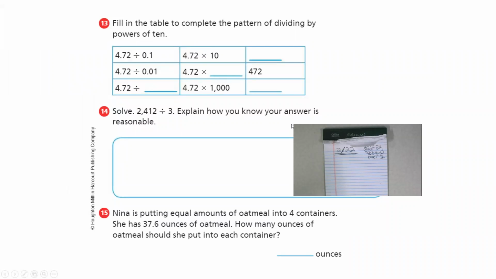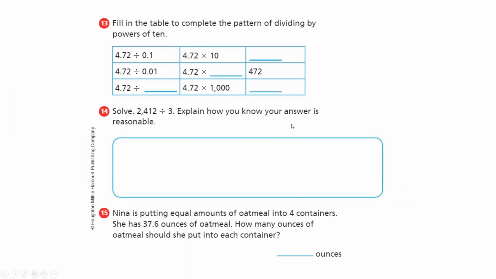13. Let me get this out of the way. It says fill the table to complete the pattern of dividing by powers of 10. All right. So what it is saying is everything that's in line is equal to one another. So dividing by 1/10, that means you only need a tenth to make a group. How many groups are you going to make? Dividing by 1/10 is the exact same thing as multiplying by 10. And then the real answer, well, when you multiply by 10, the decimal moves over once, right? So it's 47.2. If you divide by 1/10, same thing.